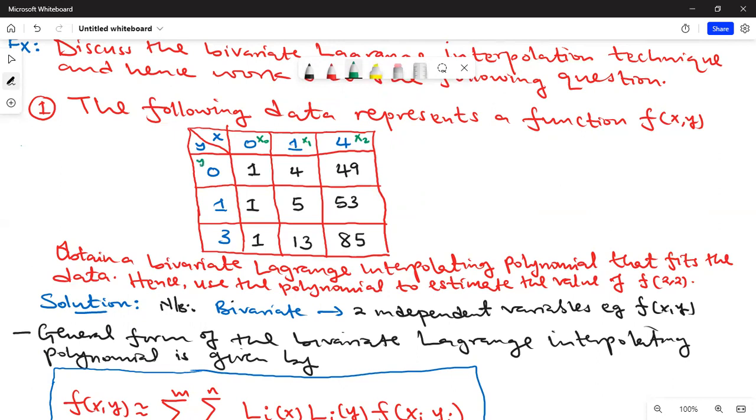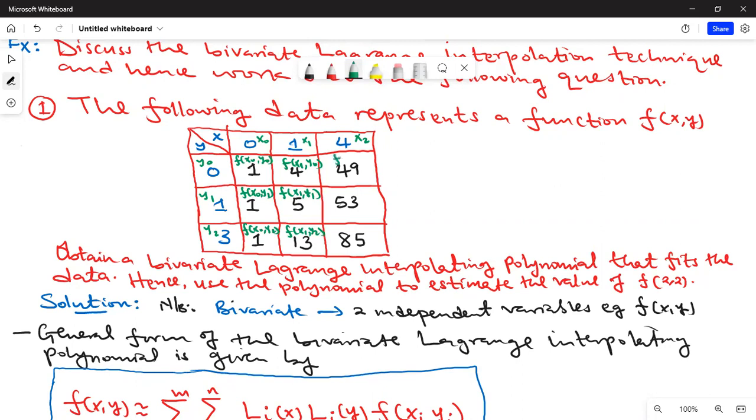Similarly, this is y naught, y1, y2. So the value here is f of x naught, y naught. This is f of x naught, y1. This is f of x naught, y2. In that order, this one is f of x naught. Now this is x1, y naught, f of x1, y1, and this is f of x1, y2.